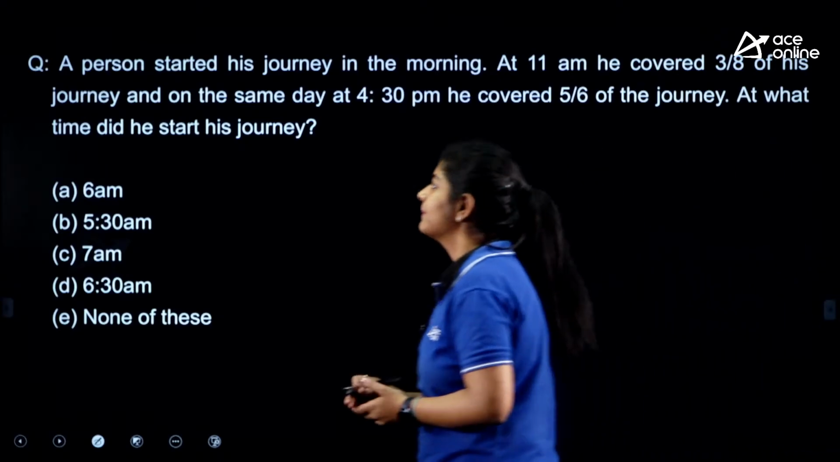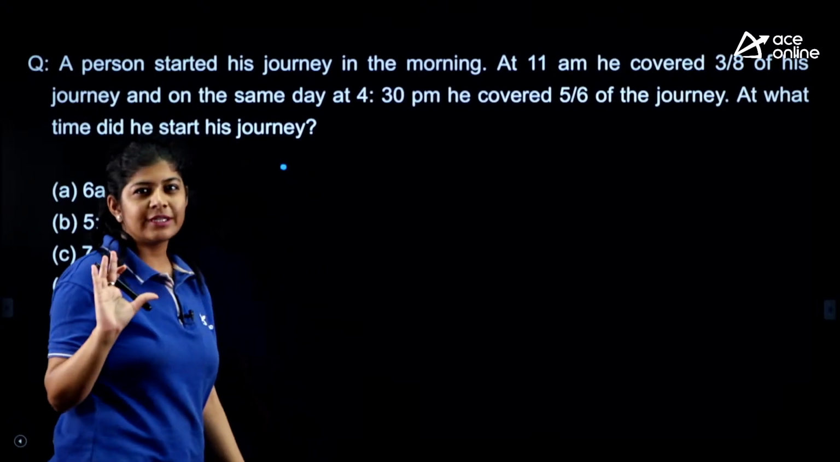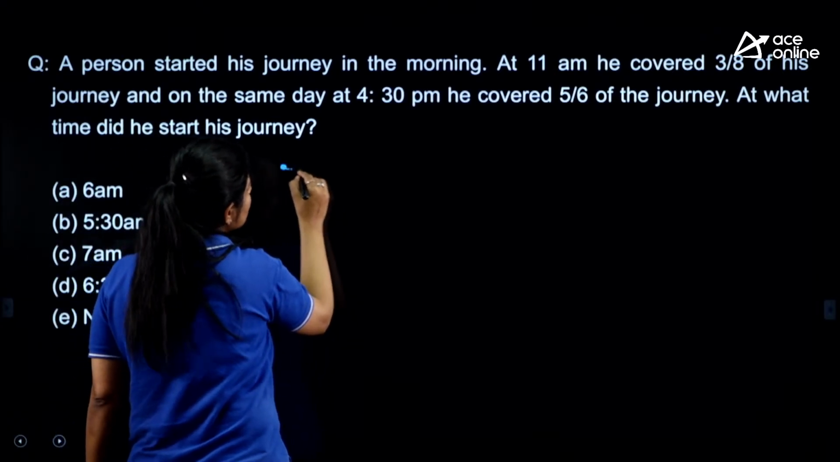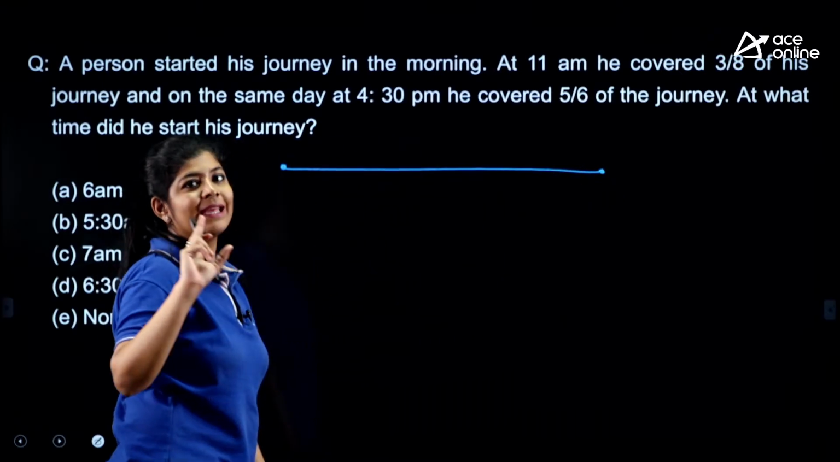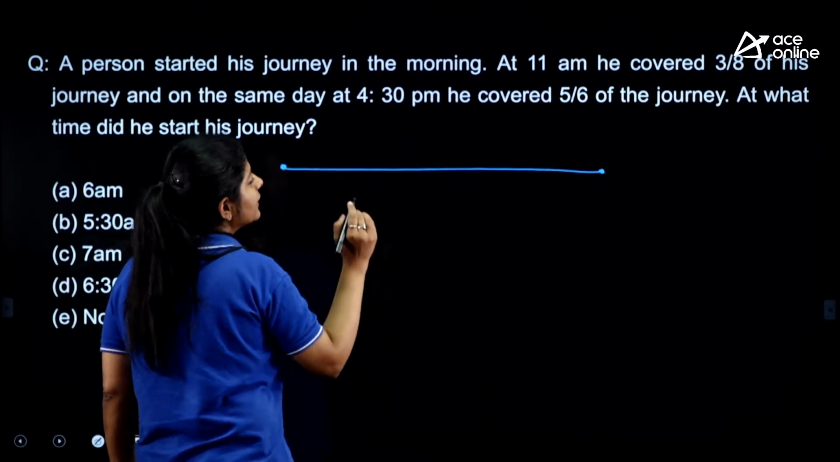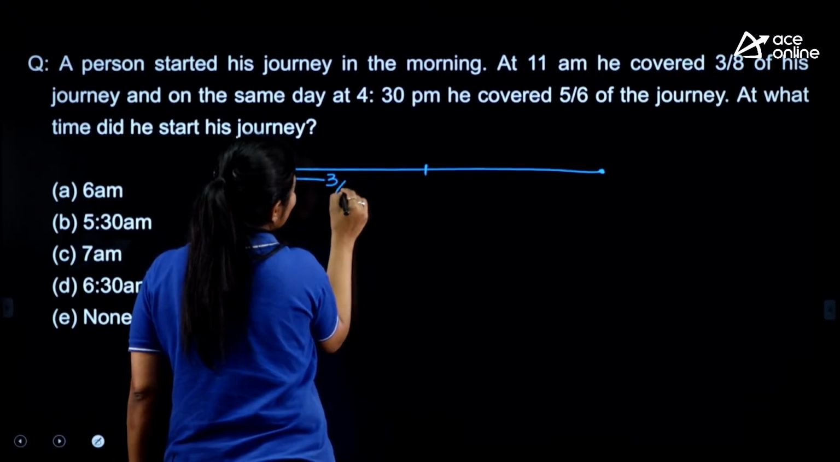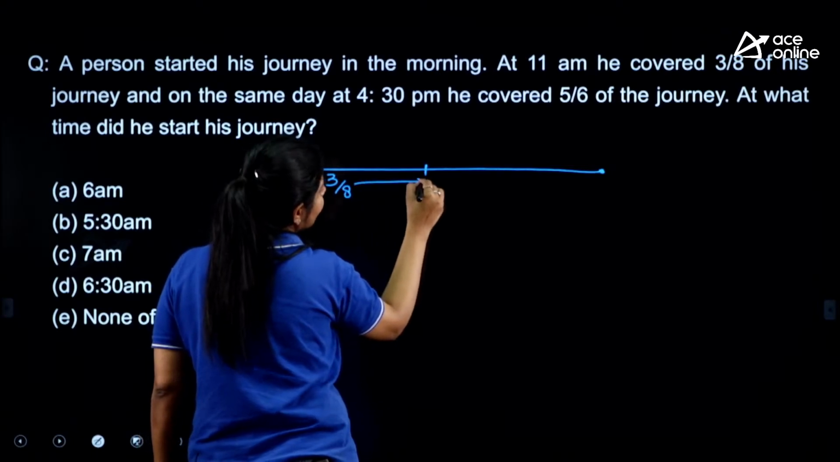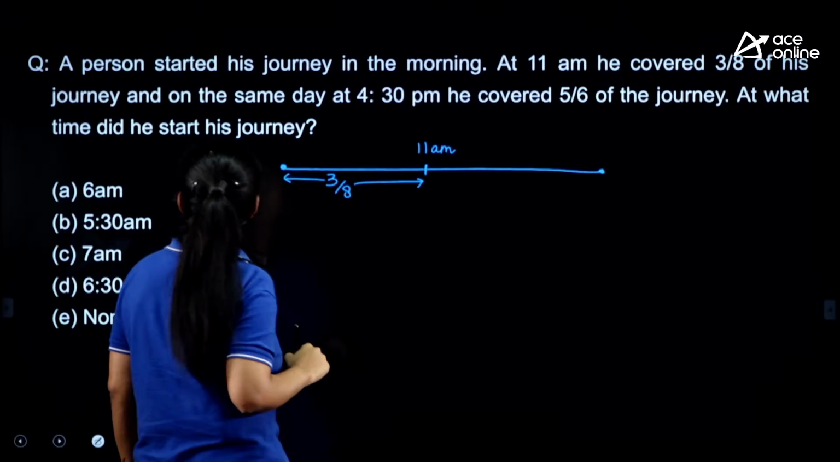The question is simply saying that, let's suppose this is our starting point. We don't know the time yet, but let's suppose we need to cover this distance. The question is saying that at 11 am he covered 3/8. Let's suppose this distance is 3/8 of the total journey. So at this moment the time is 11 am, right?